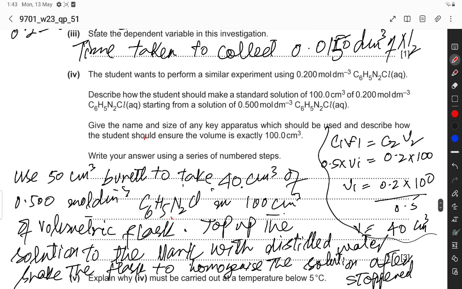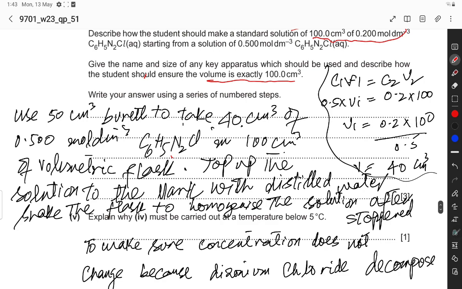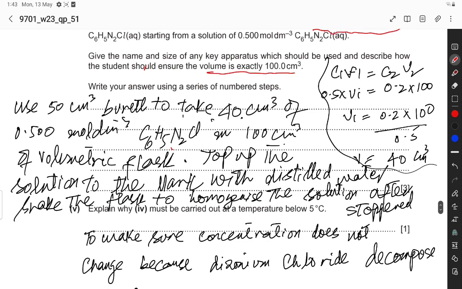The student wants to perform similar experiments using 0.200 mole per dm cube of phenyl diazonium chloride. Describe how the student should make a standard solution of 100 centimeter cube of 0.200 phenyl diazonium chloride, starting from a solution of 0.500 mole per dm cube. Give the name and size of any key apparatus which should be used, and describe how the student should ensure the volume is exactly 100 centimeter cube. So first, calculating the volume taken in the flask.